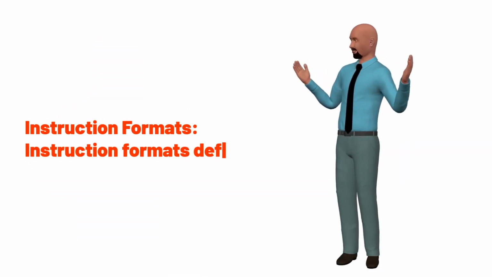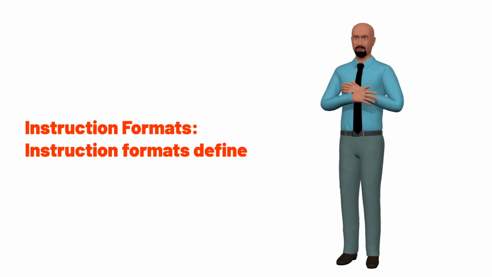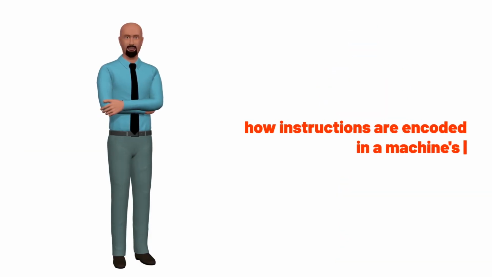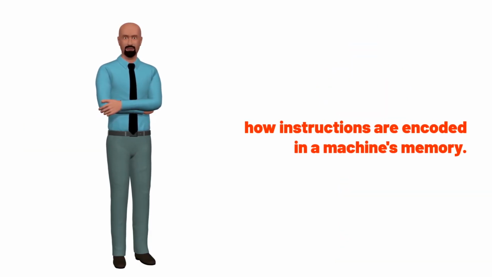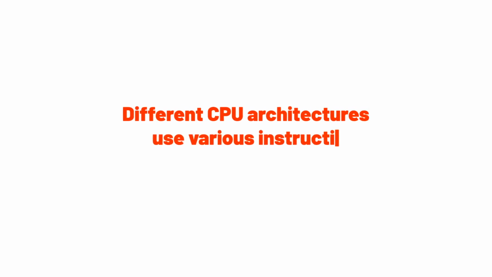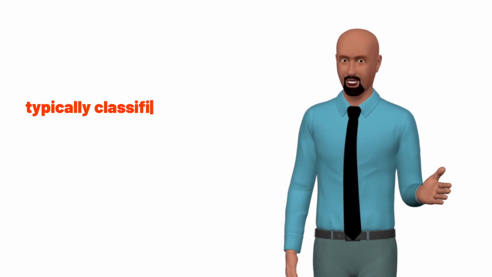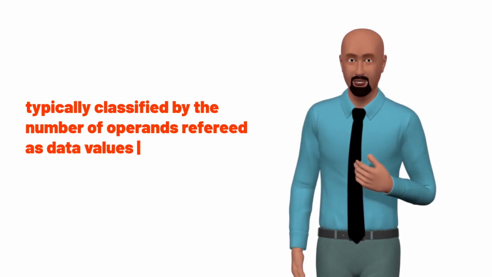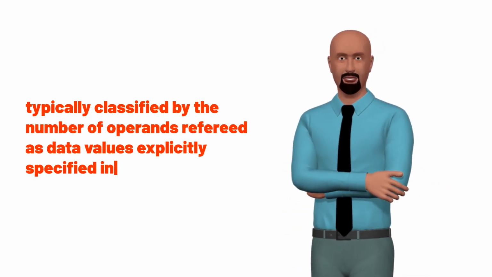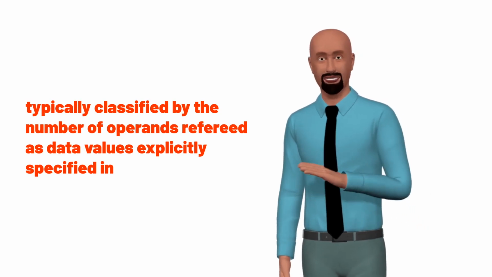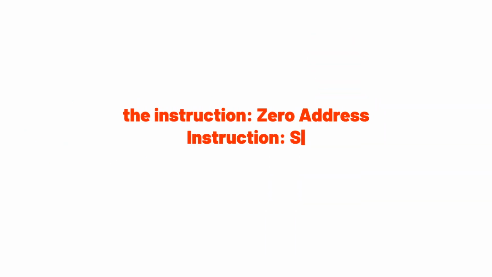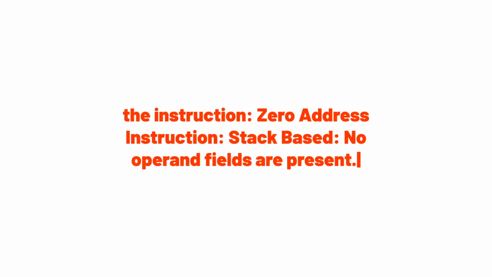Instruction formats. Instruction formats define how instructions are encoded in a machine's memory. Different CPU architectures use various instruction formats, typically classified by the number of operands, referred to as data values, explicitly specified in the instruction. Zero address instruction.